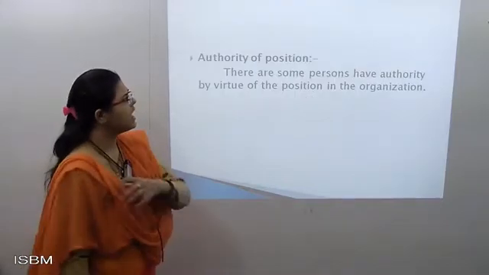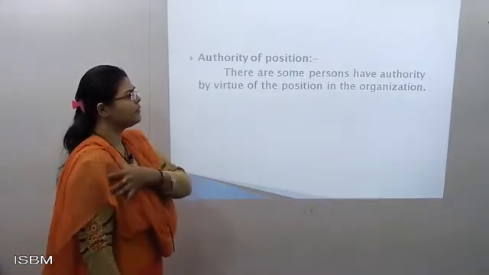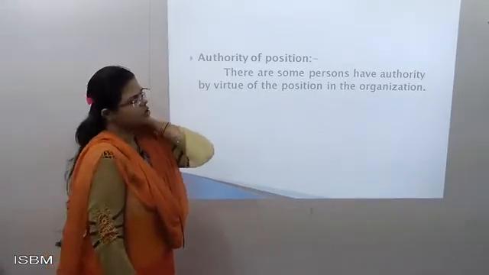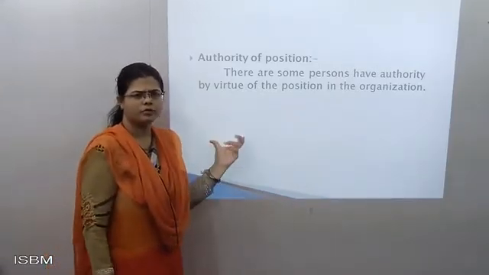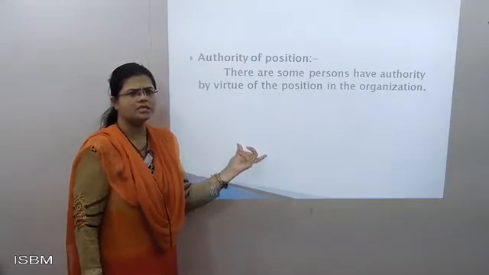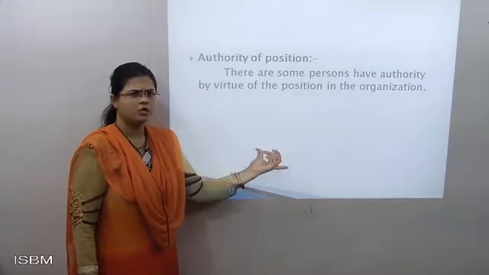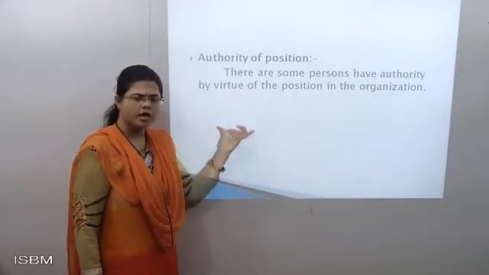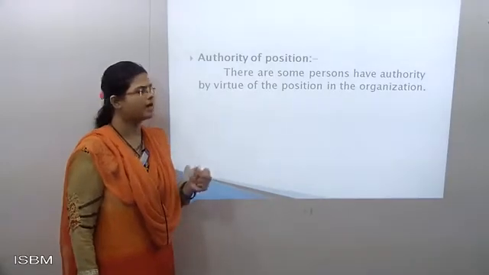Next, position. There are certain persons in the organization by virtue of their position in the organization. Usually people have authority with the help of the position. If they are a senior manager or general manager, then according to this, you want to allot certain duties to the ground level manager. So ultimately he has that position, and according to that position he is performing that type of duty.